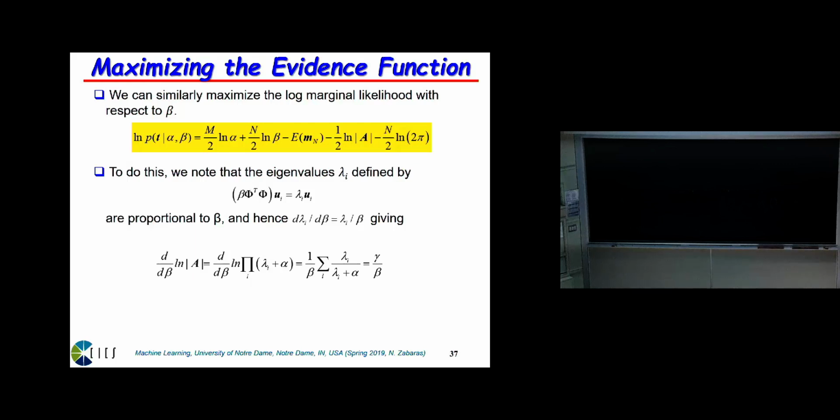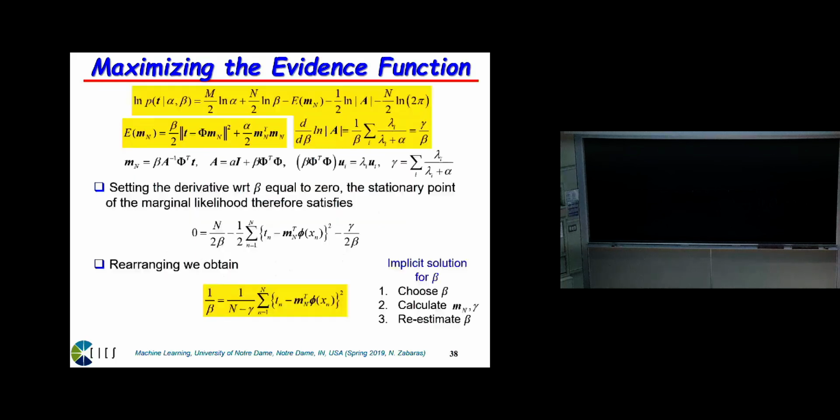Okay? And that's exactly what I have here. You notice here I need to put the derivative of lambda i with respect to beta, so I put lambda i over beta. And this summation there is gamma by definition. So really this term is gamma over beta. And if you put all the things together, you get this final formula that you see on the bottom.